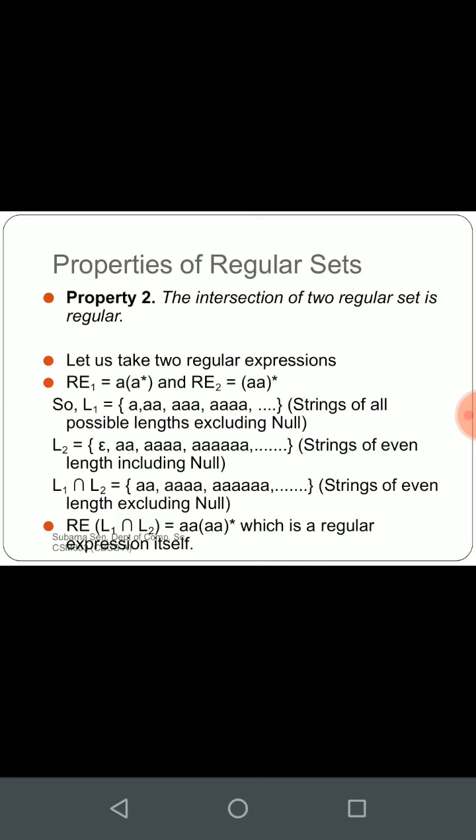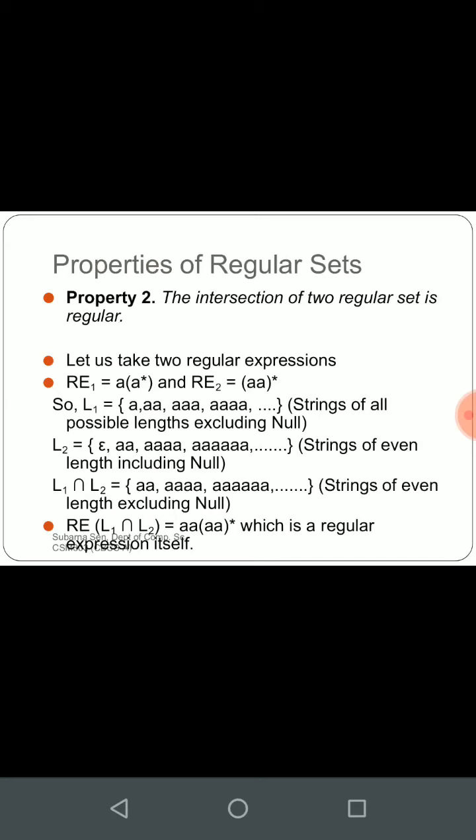So if we do the intersection, what will be our outcome? Only the even length strings. It will discard the empty string, because there is no empty string in L1, and only take the evens from L1, and L2 has only the evens. So this is a string of even length. What regular expression can we write for this intersection? AA is mandatory, the minimum length should be AA. So AA followed by AA whole star. So this is also a regular expression, hence the intersection property holds.